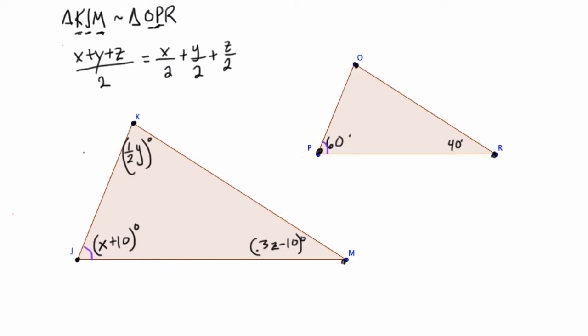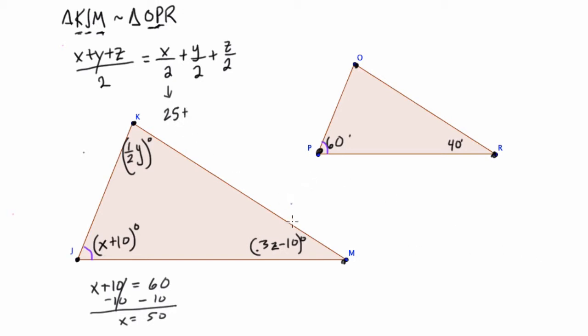So that just means that what? Well, x plus 10, that's angle J, must equal 60. So what does x equal? Well, we solve for x, we subtract 10 on both sides. That's 50, and x is 50 degrees. So x over 2 up here is 50 divided by 2, or 25 degrees.